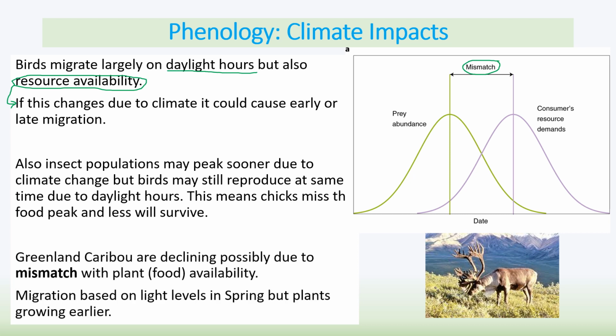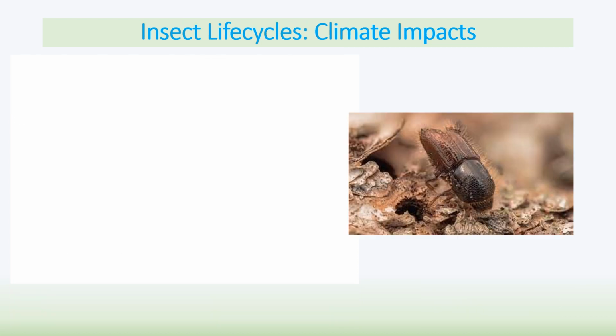And this has been seen in Greenland caribou, which are declining, and one of the possibilities is they have a mismatch with their food. So they migrate in spring because of daylight hours, but the plants that they rely on during this migration are growing earlier in the year, and therefore the caribou are missing out on the main amount of plants. So when they start to move, the plants are already dying off as a result of climate change.